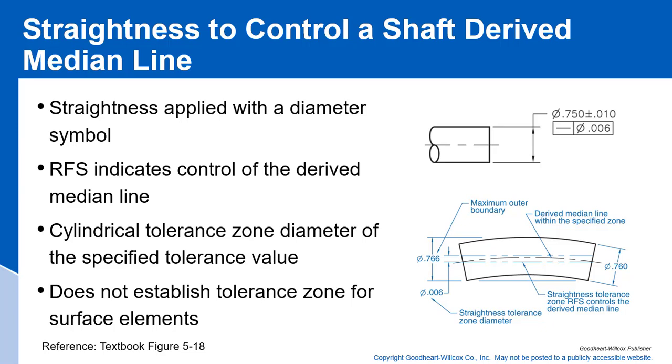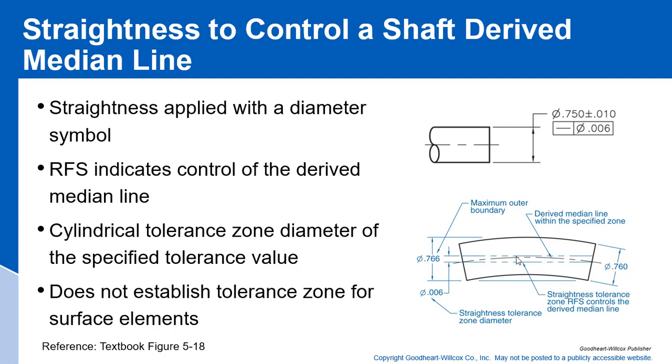Yes, we're going to continue our discussion of applying a straightness tolerance to a cylindrical feature of size. On a drawing, in an orthographic view, you're going to apply the straightness with a diameter symbol, like here. The RFS indicates the control of the derived median line. That's what we're going to do.